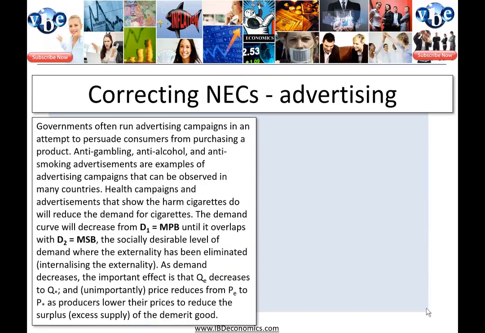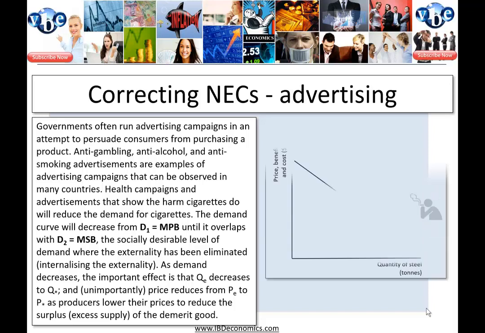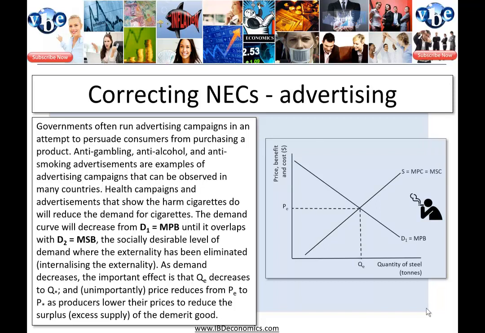Another way that we can correct for a negative externality of consumption is advertising. Governments will often run advertising campaigns trying to persuade consumers from purchasing a product. We see this in adverts such as anti-gambling, anti-alcohol, anti-smoking advertisements are all examples of campaigns that you can see in many, many countries. Health campaigns and advertisements that show the harm cigarettes will reduce the demand for cigarettes, and the demand curve is going to decrease, just as we saw before with the regulation.